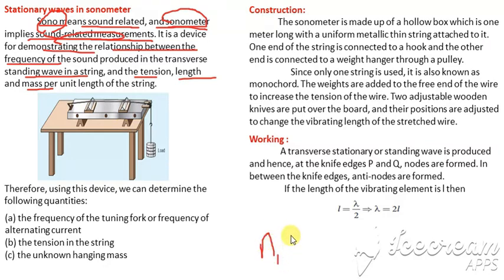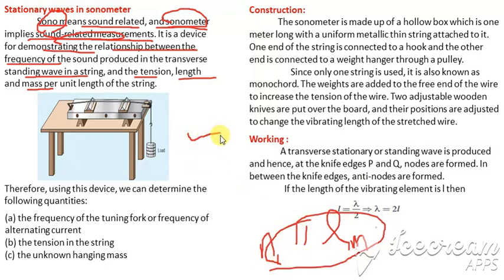So the relation is between frequency, which is denoted by N, then tension T, length L and the mass per unit length. From this experiment we determine these quantities. So the quantities we can determine are frequency, tension and also the mass.